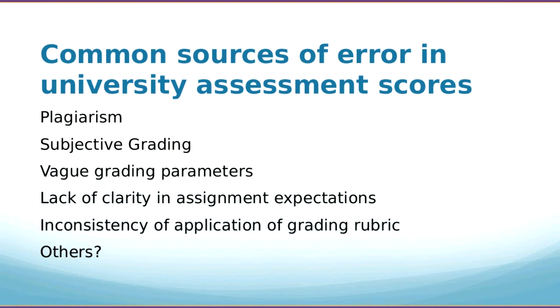Subjective grading. In other words, the same piece of work is marked by 3 different markers and given 3 different scores. Part of that result is the actual performance by the student. The rest is error. Lack of clarity in expectations for assignments, inconsistent applications of the rubrics. I'm sure lots of you could name other sources of error in university assessment scores, such as the quality of the student. If a student is stressed, if a student is ill, for example, then that score is not reflective of their abilities in the area and measuring the learning outcome that we're discussing.